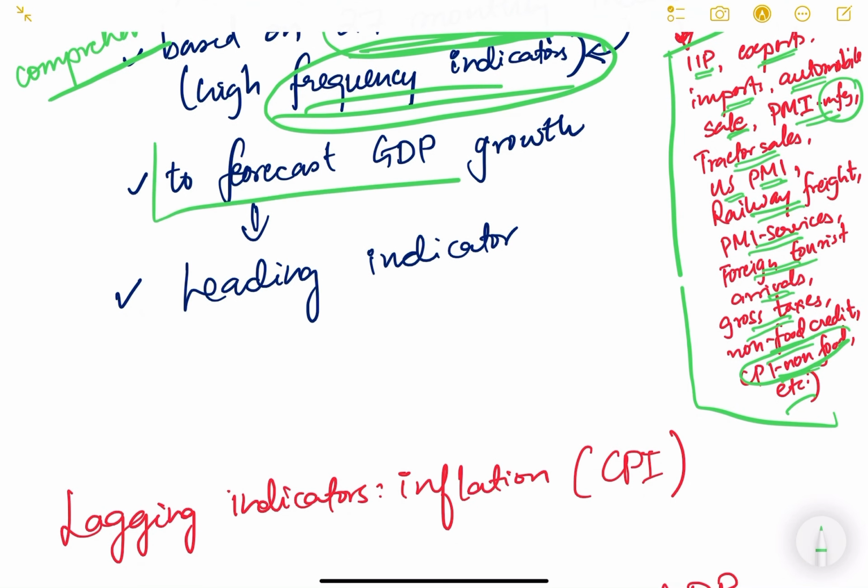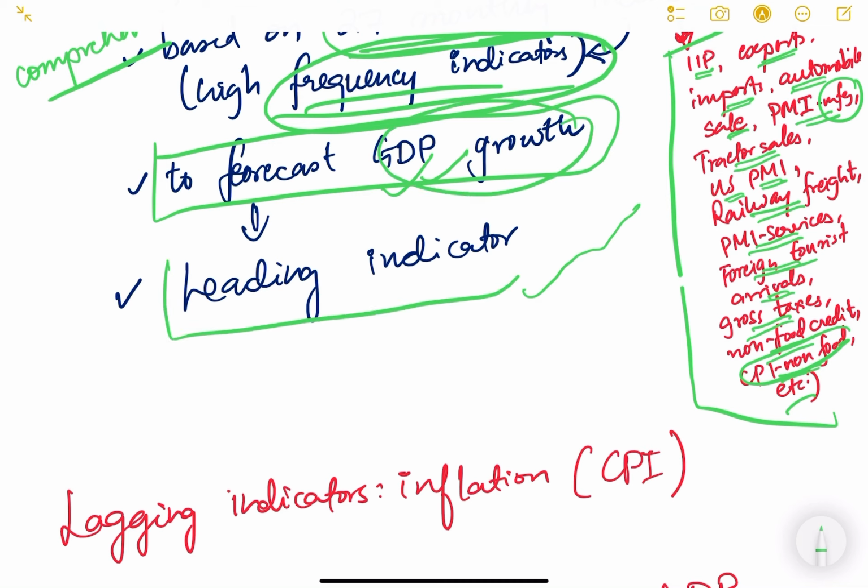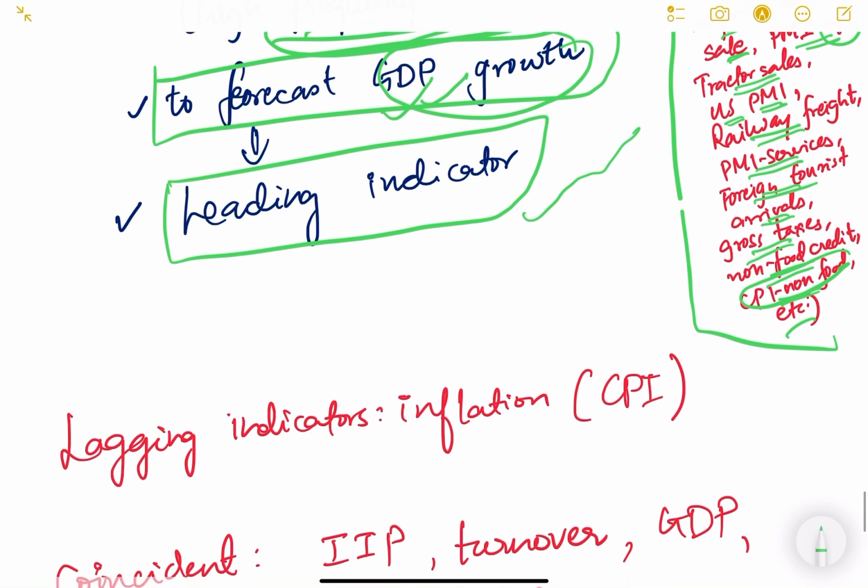And it is used to forecast the GDP growth, because once we are looking at these high frequency indicators, we can know where the economy is going. There is some indication, and that is how we forecast the GDP growth. And again, it is a leading indicator. Leading indicator means this indicator is obtained before the GDP actually grows. It indicates where the economy is going to go. That's why it is a leading indicator.